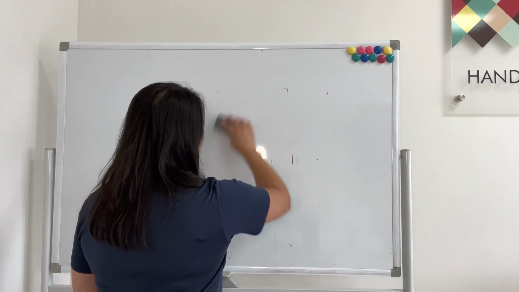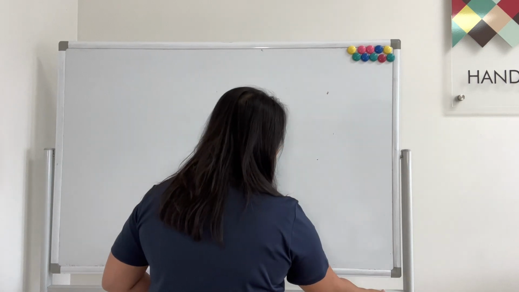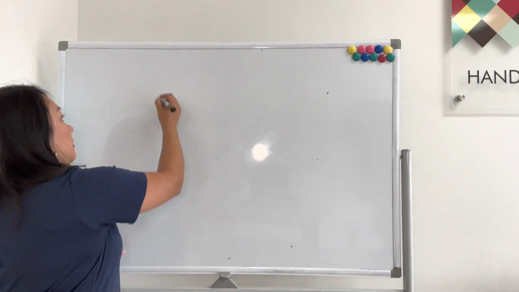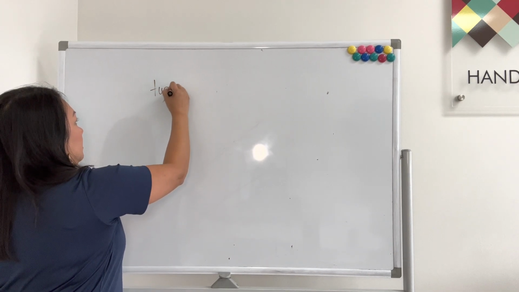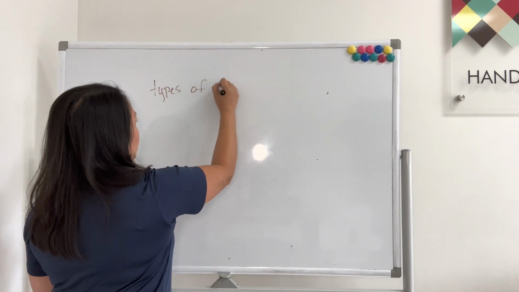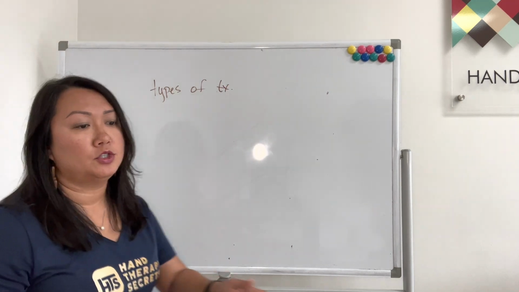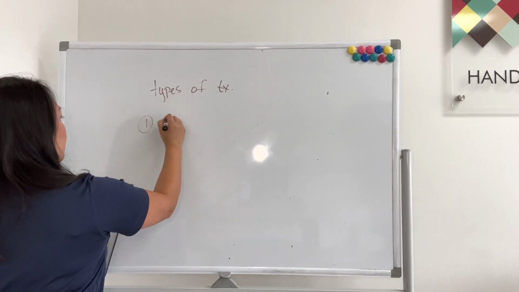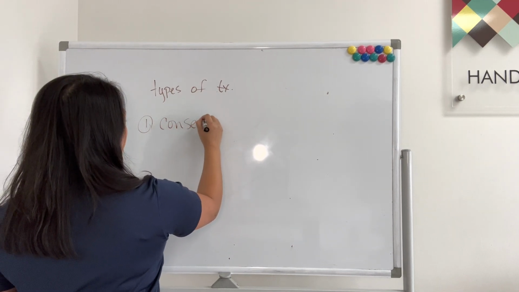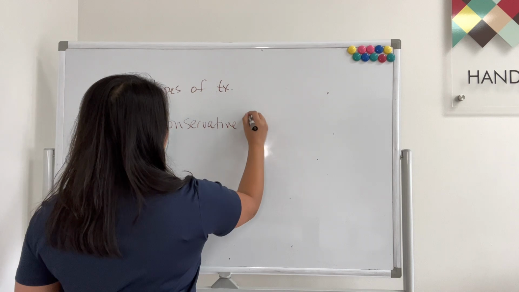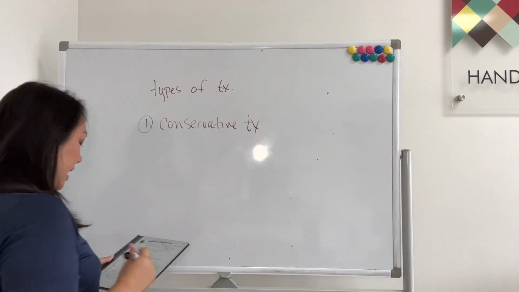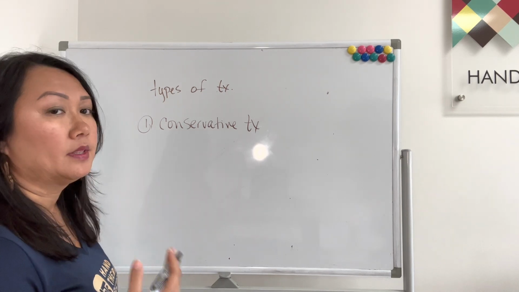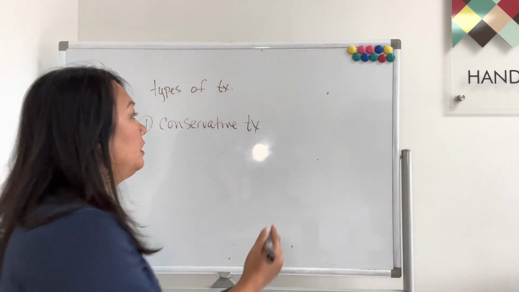All right, let's think about those types of injuries. So, for example, let's do types of treatment. We can chunk them up into different buckets of treatment, right? You can have your conservative treatment. And in conservative treatment, what are you thinking that usually entails?